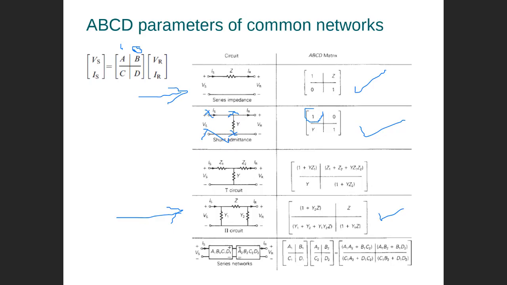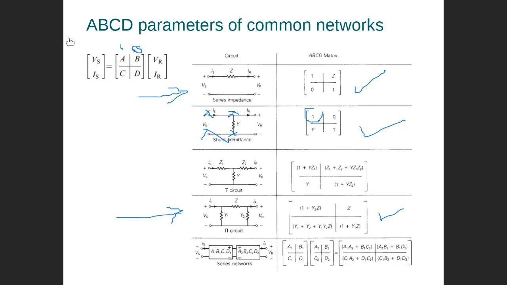So this is simple. If you want to find I, it will be different. In this case, I is the same: IS equals IR. So C will be 0 and D will be 1, because IS equals IR. Here IS does not equal IR because we have the branch. So this is why we have Y here and we have 1 here. So C will be Y.